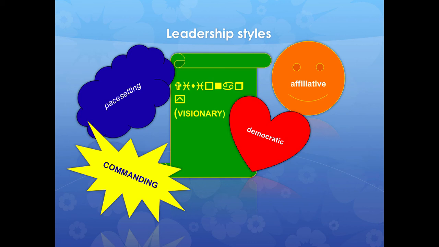Affiliative. What is an affiliative style? Well, that's what I was talking about earlier. You really have to make sure people understand that you care about them and that you're really trying to do what's best for them and you're not trying to hurt them. And an affiliative style, I think, is probably going to be more motivating than most others.